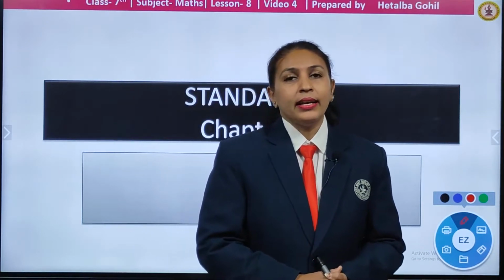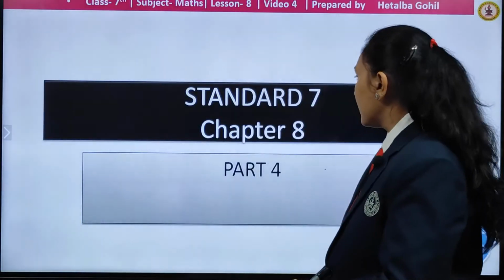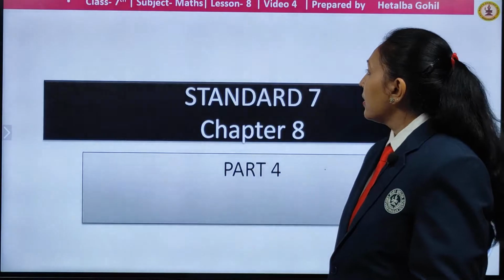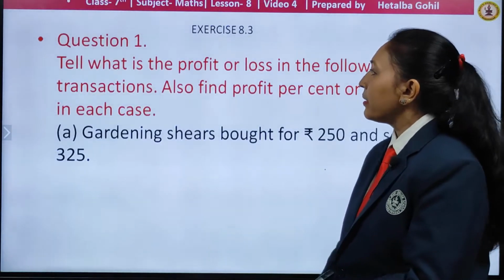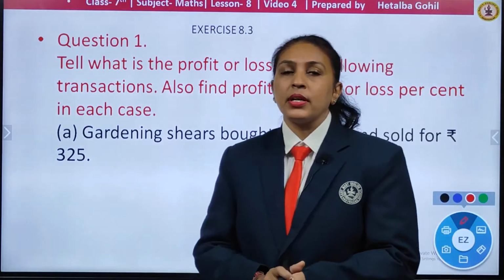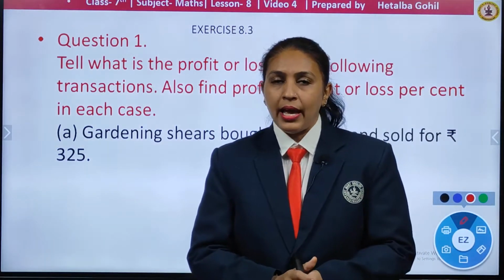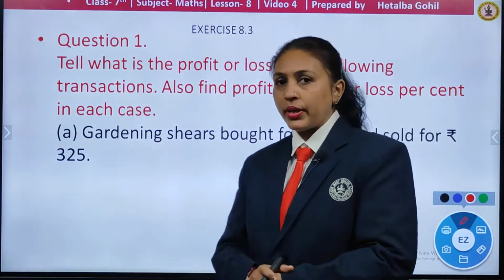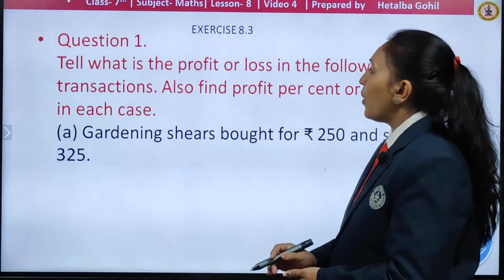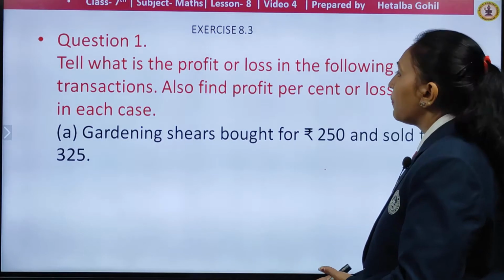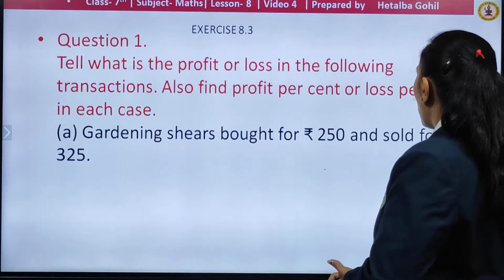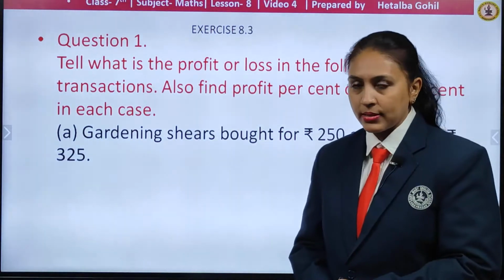Okay, then let us continue further our maths class here with chapter number 8, the next exercise 8.3, wherein we are going to learn a few concepts related to profit and loss and simple interest. Let us first go with question number 1. Tell what is the profit or loss in the following transaction. Also find profit percent or loss percent in each case.